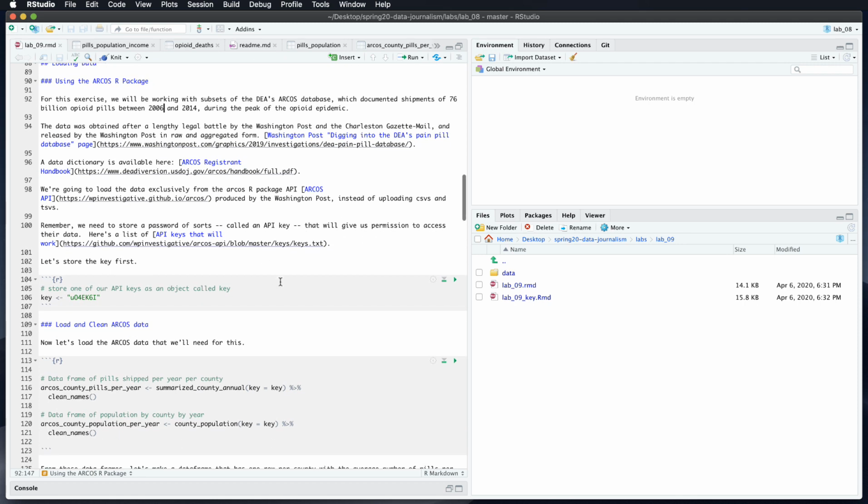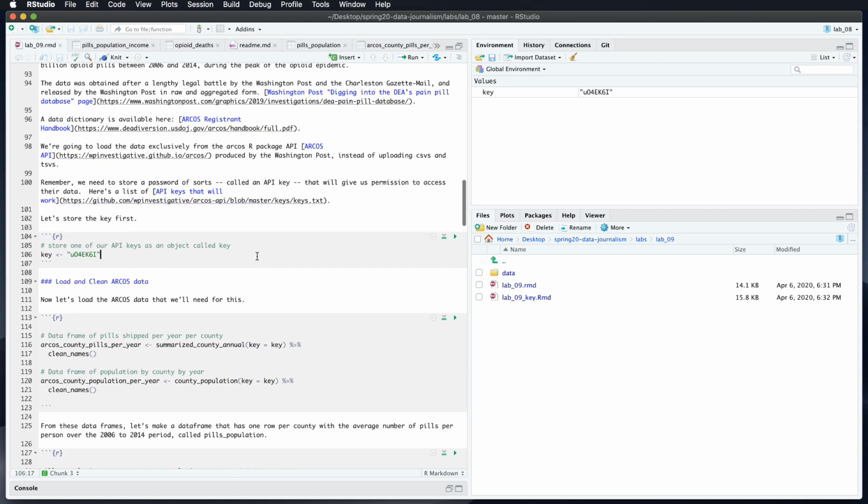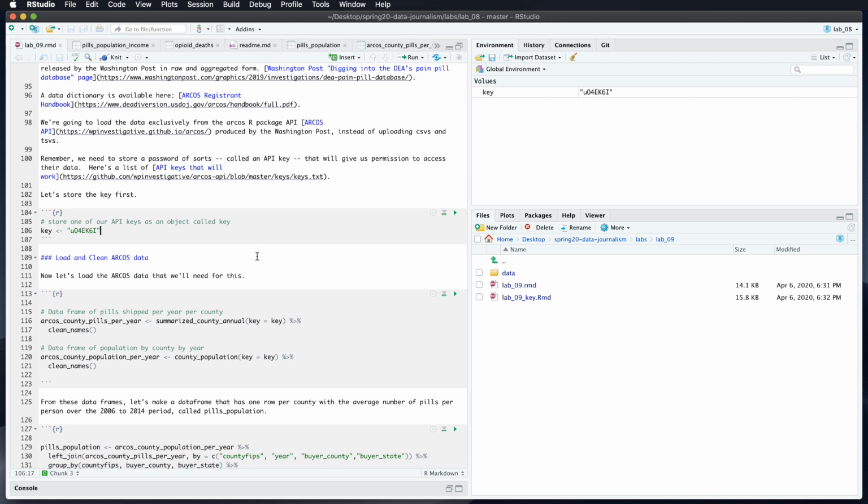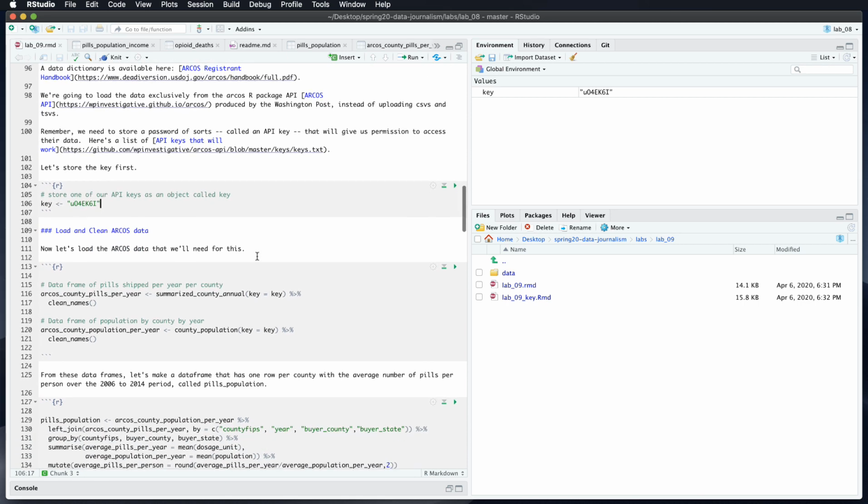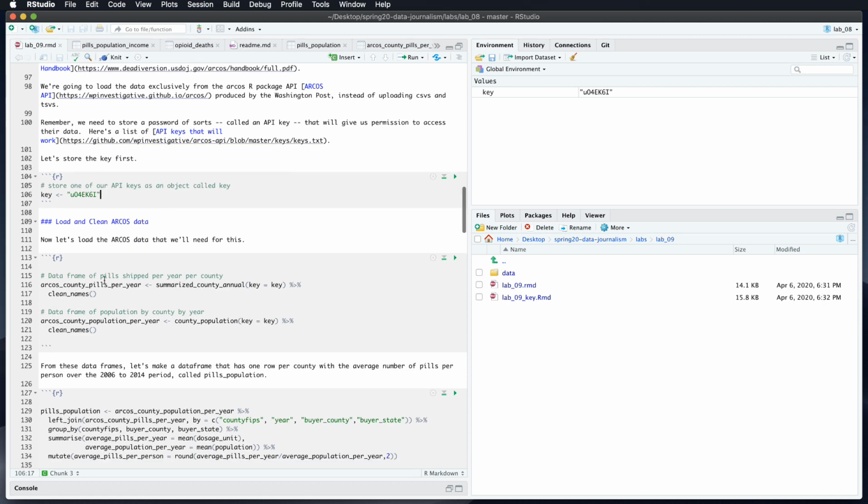So the first thing we're going to do, we're using the arcos package from the Post to get this. This is an R package they created to pull in data. So we're going to store our key, essentially our password to get data. And we're going to pull in 2 data frames. The first is the number of pills per year per county.